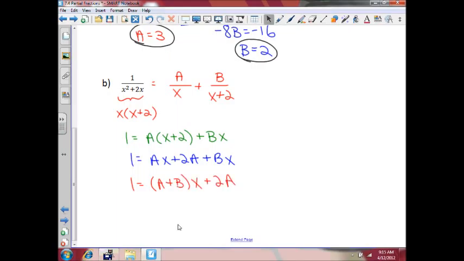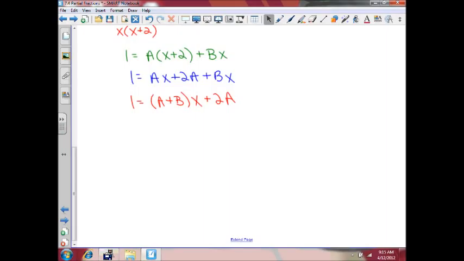here's what we're going to have. Now here's the catchy part. There is no x value over here, so this will be 0x plus 1. So that means A plus B is equal to 0. And 2A is equal to 1. That means A will equal 1/2.